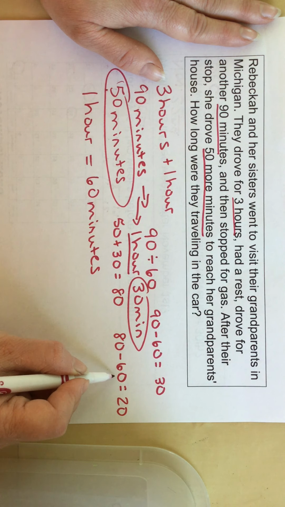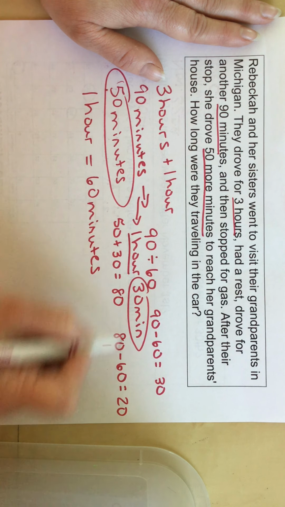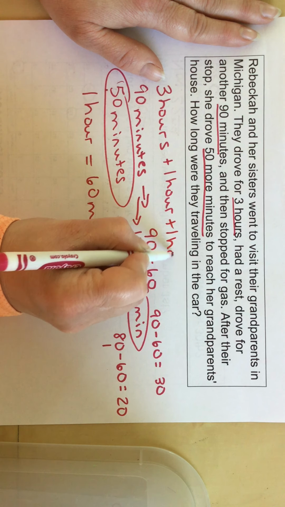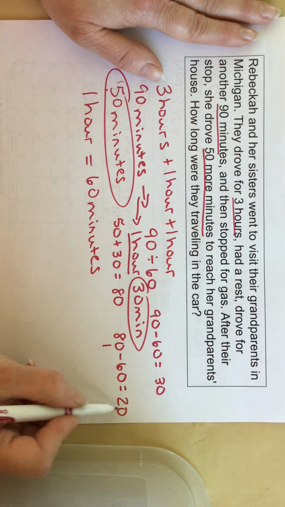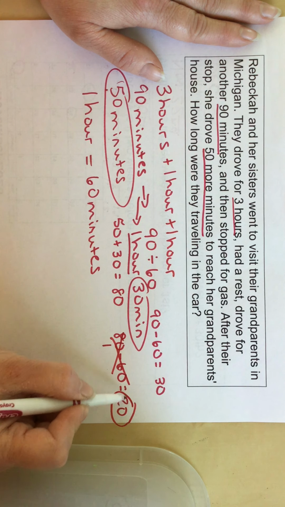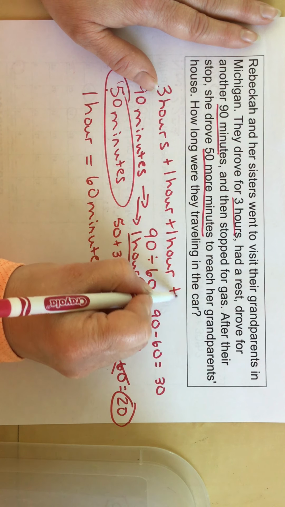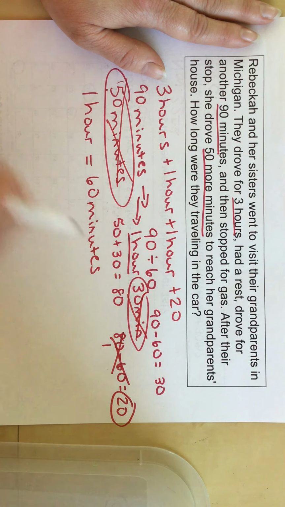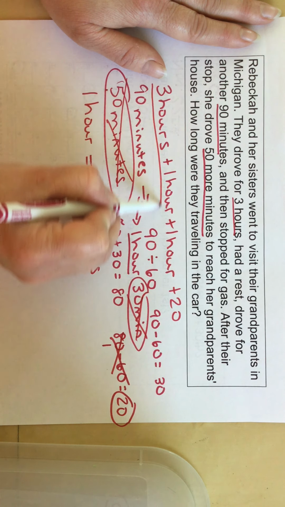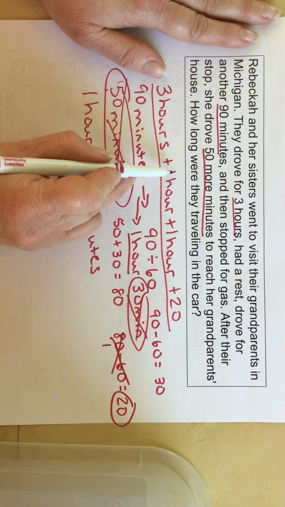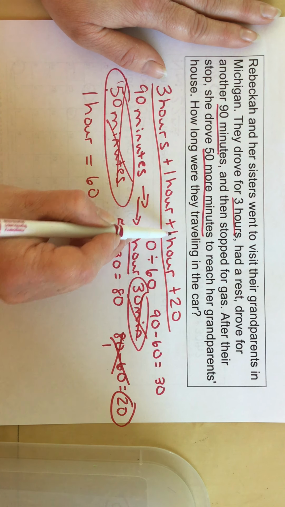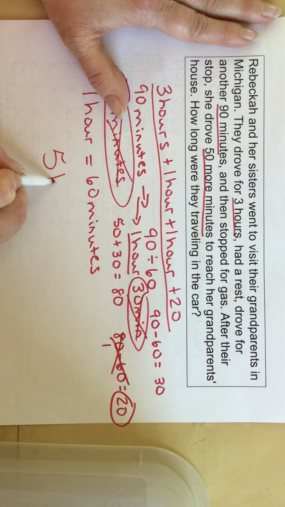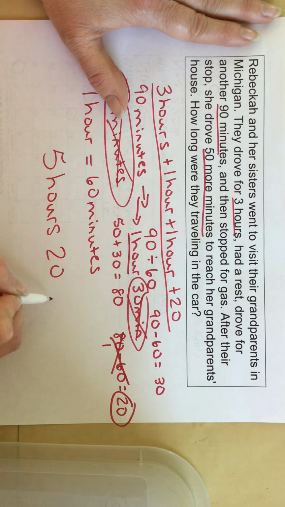So I'm subtracting this hour, so I'm going to add an hour up here. And I know this is done. There's 20 minutes left. I'm going to add my 20 because I've used all of these now. So now I'm going to add this up. 3, 4, 5 hours and 20 minutes. So they traveled in their car for 5 hours and 20 minutes.